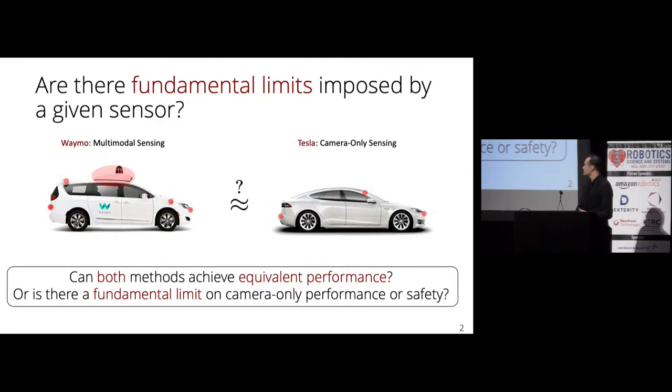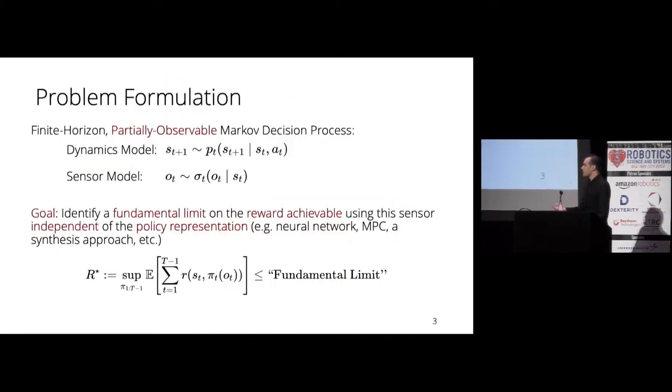A recent example of this is the ongoing debate between Waymo and Tesla, where Tesla insists that they only need cameras to get safe and performant self-driving cars, whereas Waymo uses a multimodal sensor suite to achieve this task. And so this raises the question of whether both of these methodologies are equivalent, or stated otherwise, whether or not there's a fundamental limit on the safety and performance that can be achieved with cameras only.